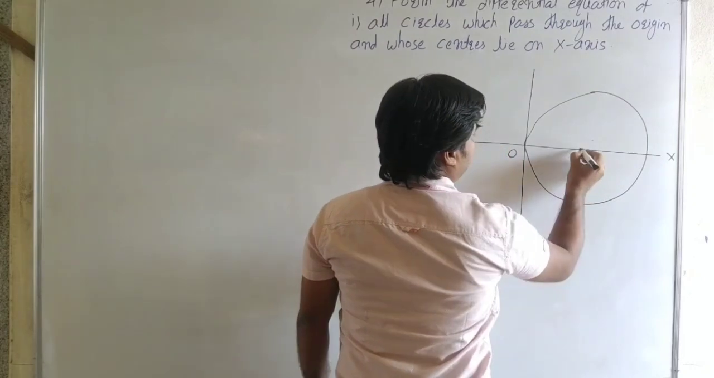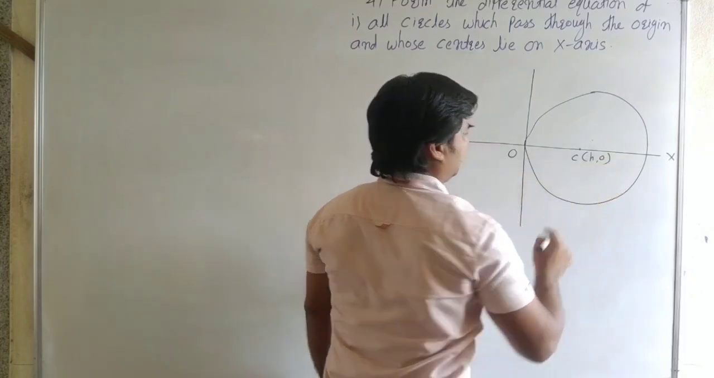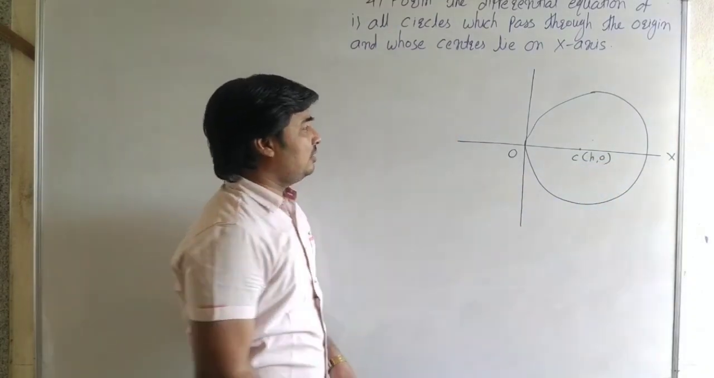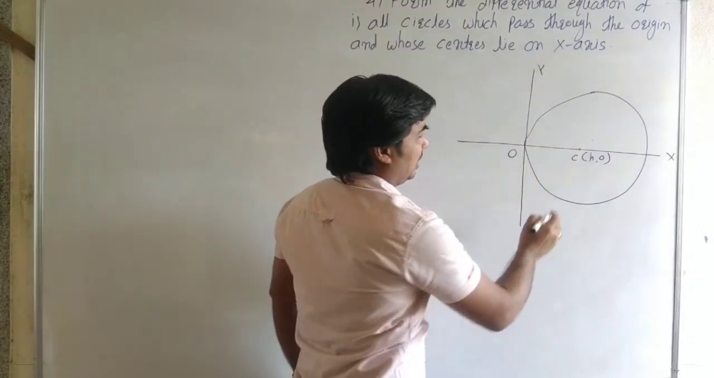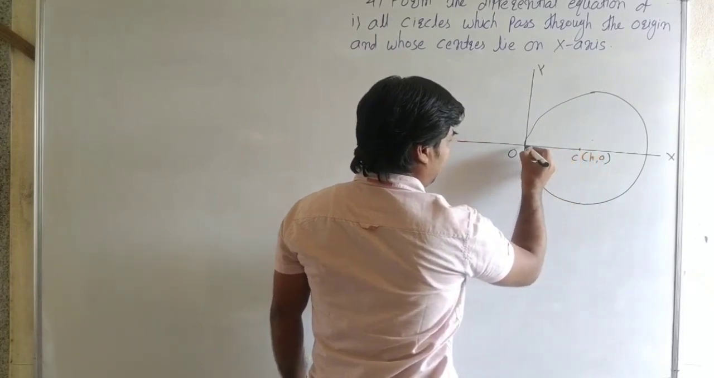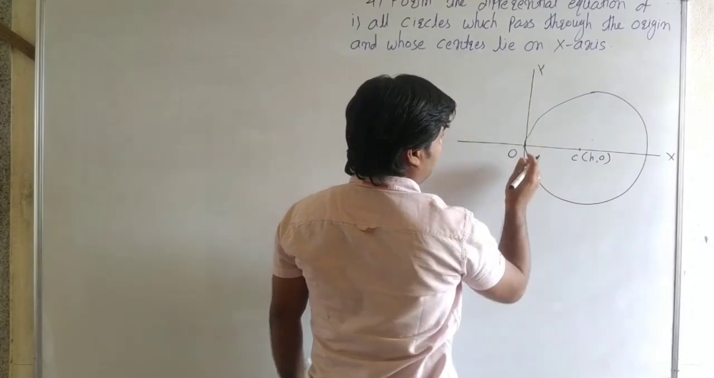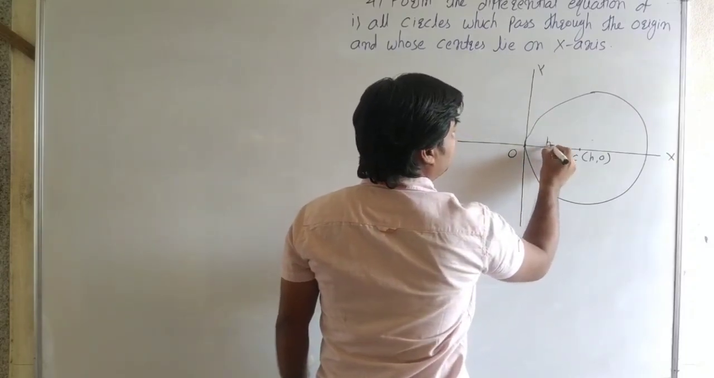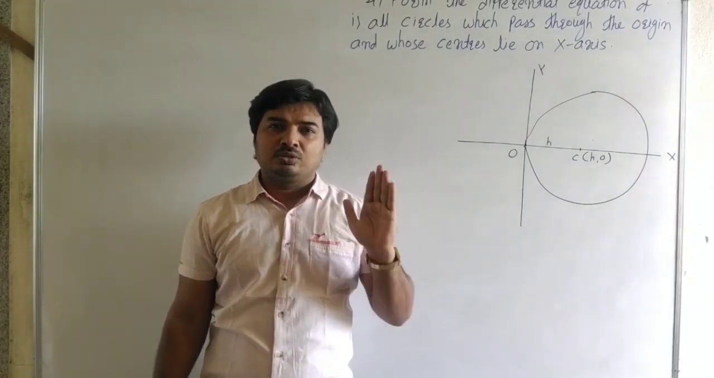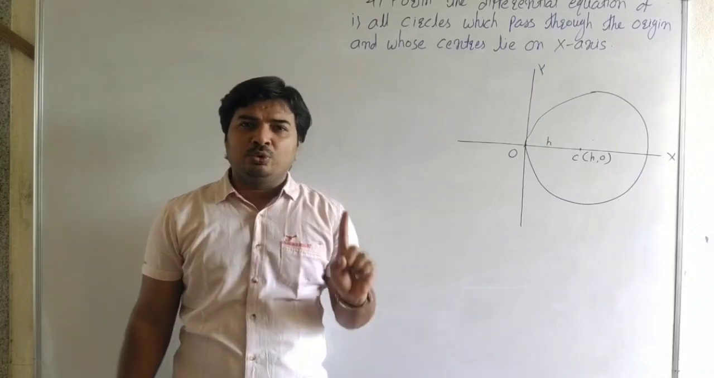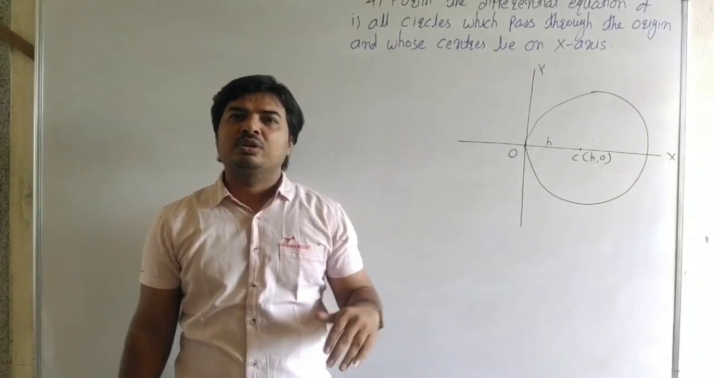Here is a circle. We consider the center as (h, 0). See carefully. The circle passes through the origin, that means the y-axis is a tangent to the circle, because here is the center and this CO is the radius, which is perpendicular to the y-axis. Therefore, the y-axis is a tangent to the circle. Therefore, the radius is h. When we know the center and radius, we get the equation of the circle.